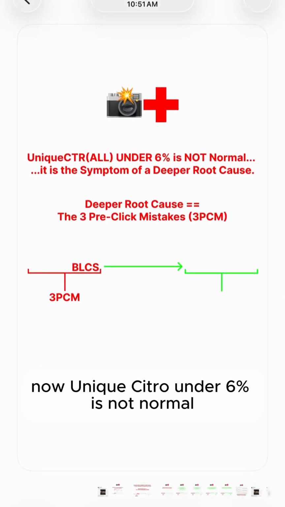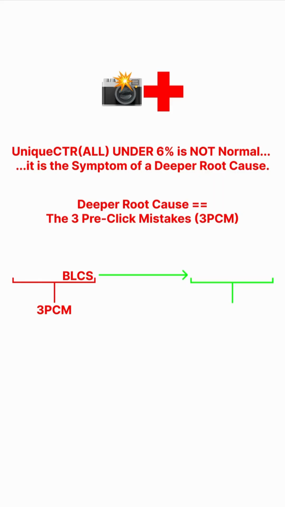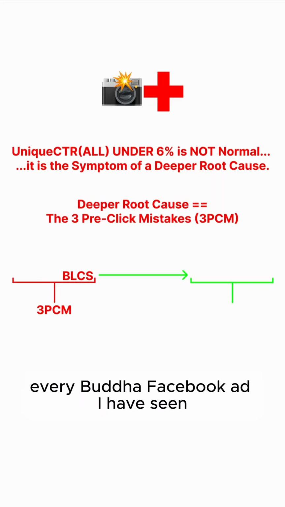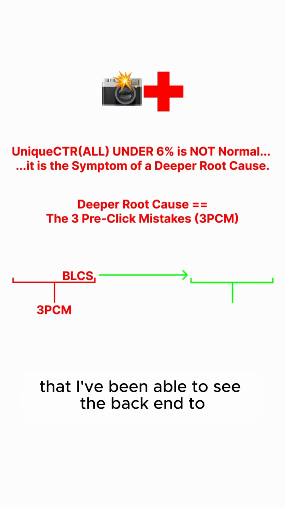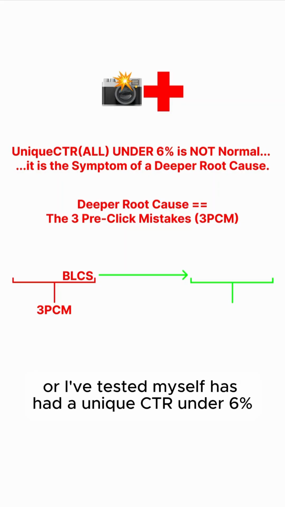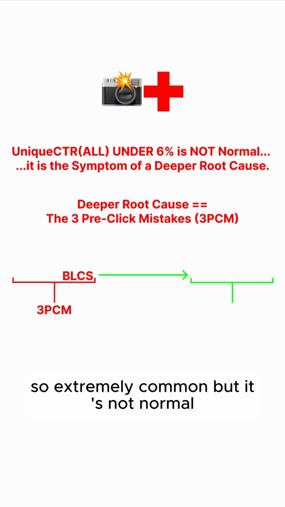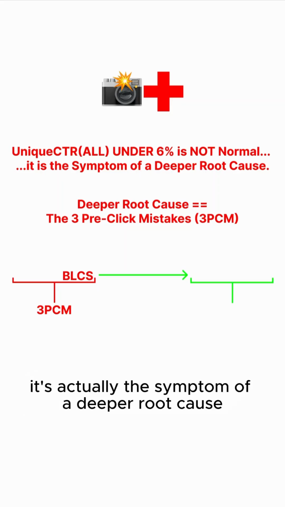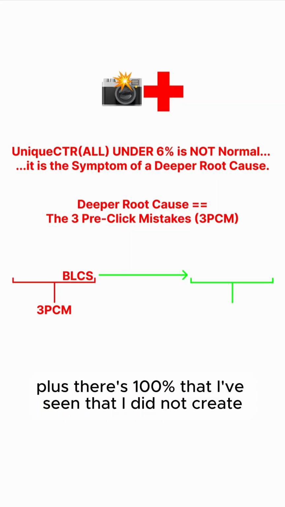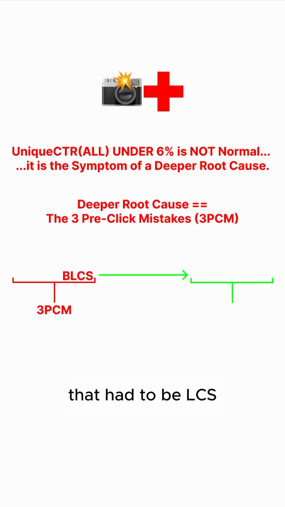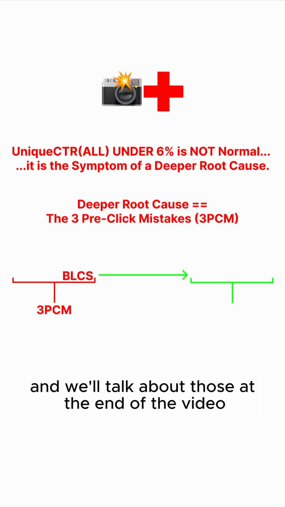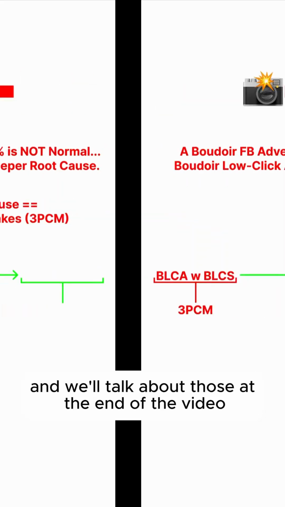Now, unique CTR under 6% is not normal. Extremely common, I believe. Every Boudoir Facebook ad I have seen that I've been able to see the back end to, or I've tested myself, has had a unique CTR under 6%. So extremely common, but it's not normal. It's actually the symptom of a deeper root cause. Well, it says 100% that I've seen that I did not create had BLCS. So the deeper root cause are the 3 pre-click mistakes, and we'll talk about those at the end of the video.